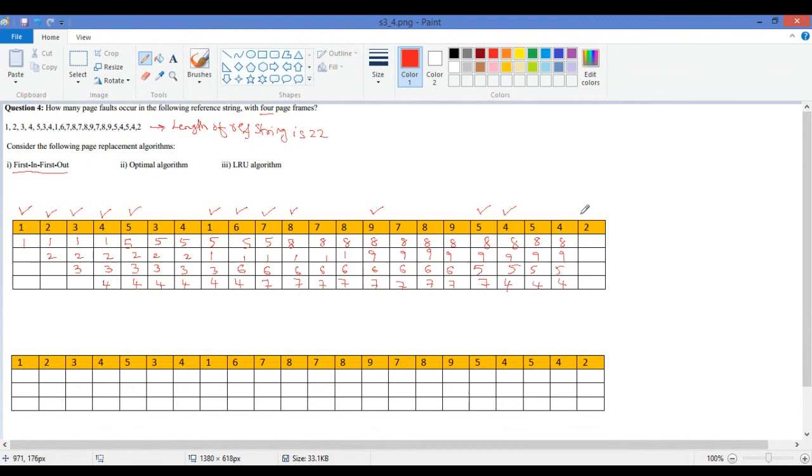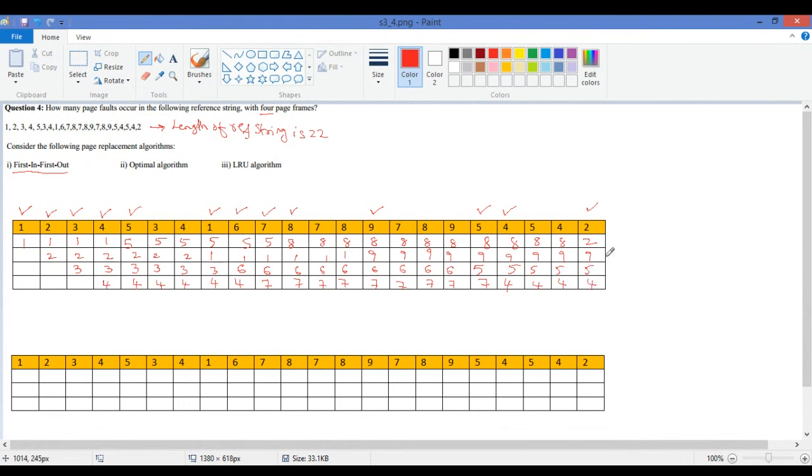But 2 is not there. There is a page fault. But which is the candidate for replacement? So in this case, I think 8 is the replacement. So 2 will come here, then 9, 5, and 4.